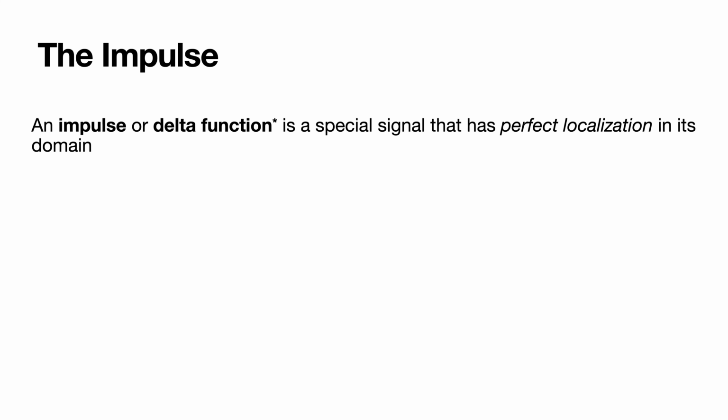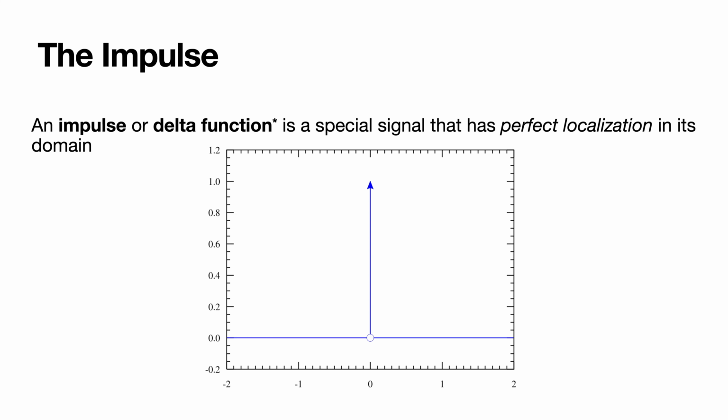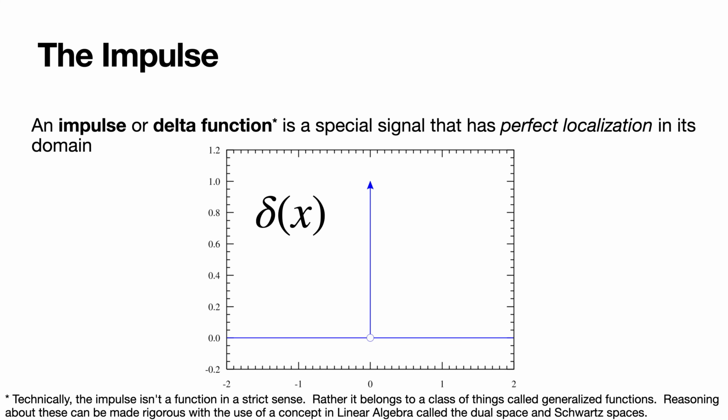Now, an impulse is a fancy signal that has perfect localization in whatever domain it's in, and is often represented by the Greek letter delta. Incidentally, this is also why it's called a delta function, though technically it isn't a function in the strict sense. By perfect localization, this just really means it has only something going on when the argument is 0 and it's 0 everywhere else. Think of it like a super precise probe that only does something at a single instant and doesn't do anything anywhere else.